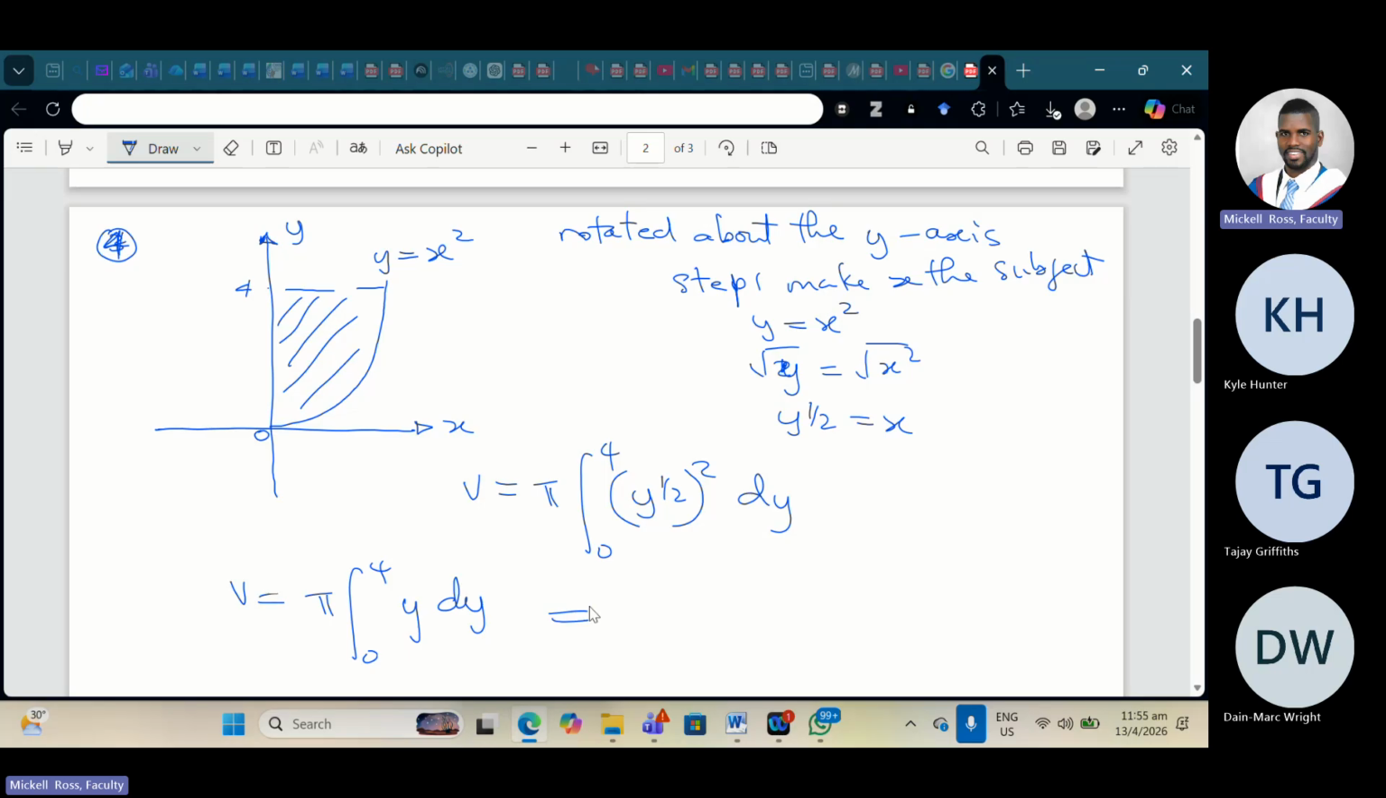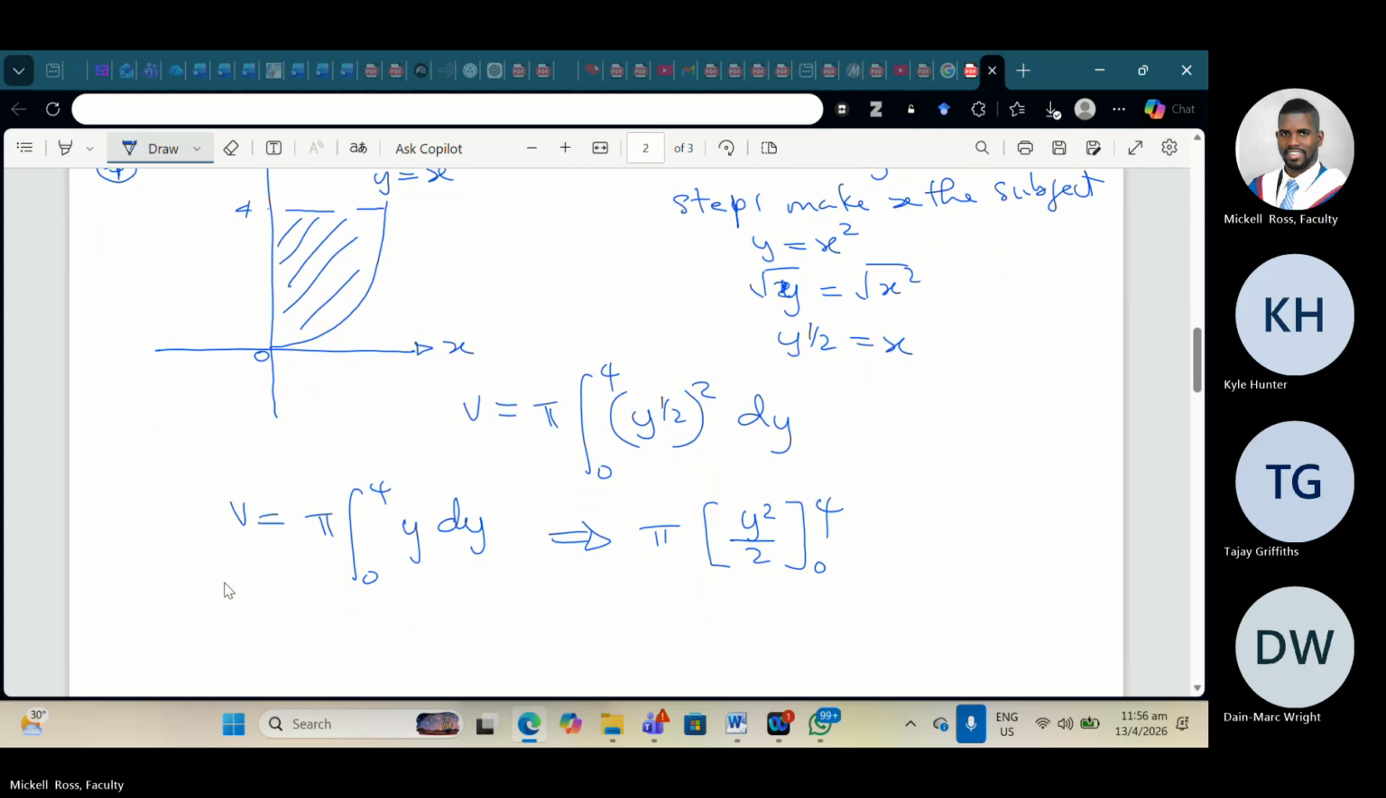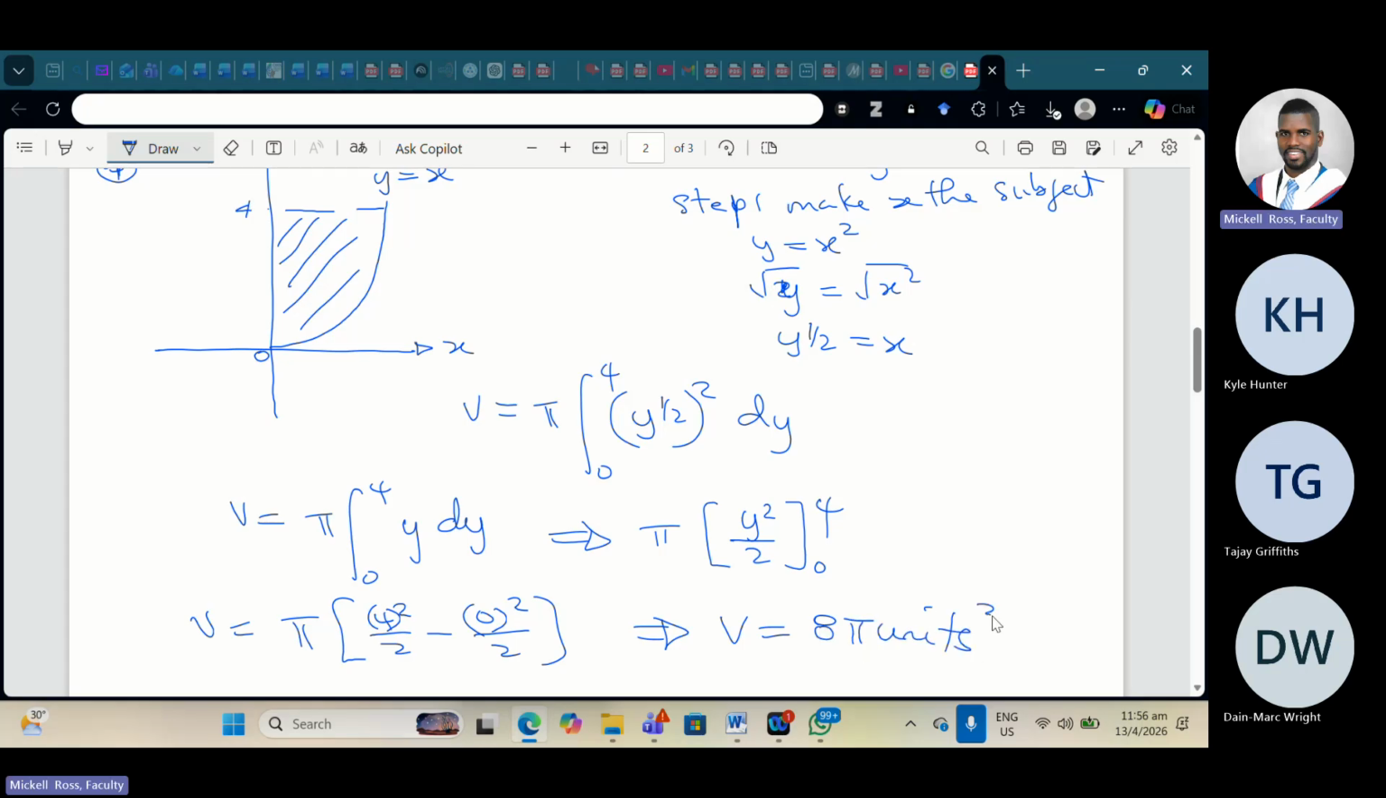Integrate, add 1 to the power, divide by the new power. So it's pi times y squared over 2 from 0 to 4. So the volume is equal to pi times 4 squared divided by 2 minus 0 squared divided by 2. So 16 divided by 2 is going to give us 8. So the volume is going to be equal to 8 pi units cubed.